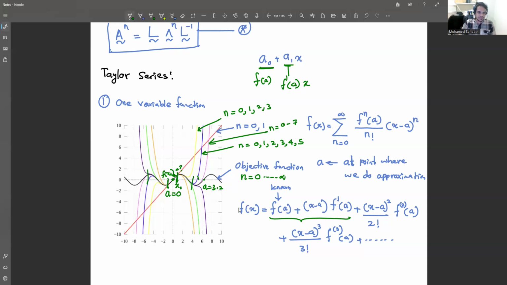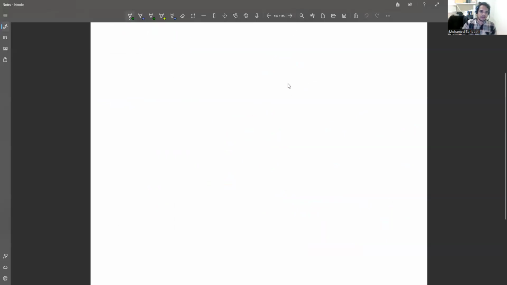Okay, so I hope this explanation has given the idea of what is Taylor series here, right? Okay. Let me take one example, right? Before that, let me write our Taylor series for one dimension case: n equals 0 to infinity, nth derivative of the function at that point over n factorial, times x minus a to the power n.